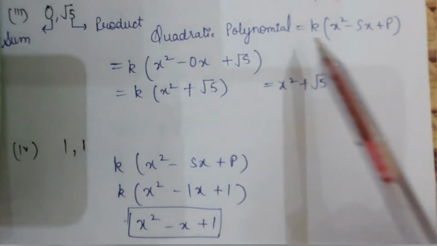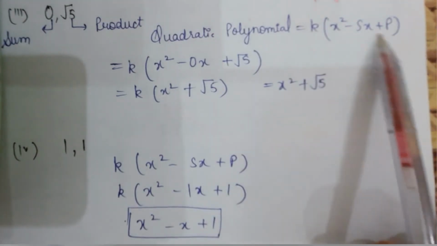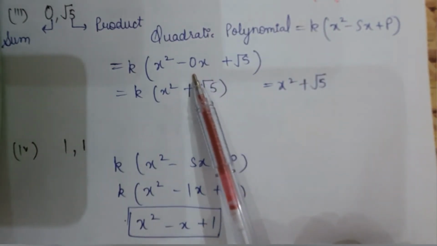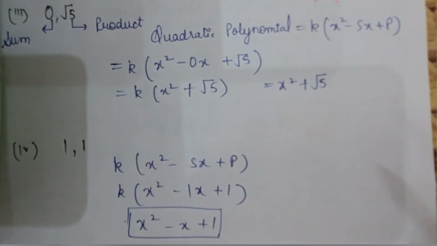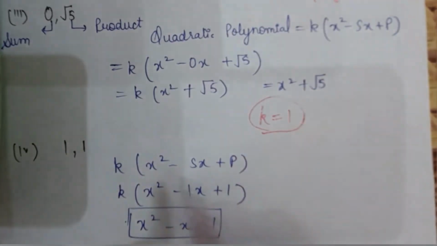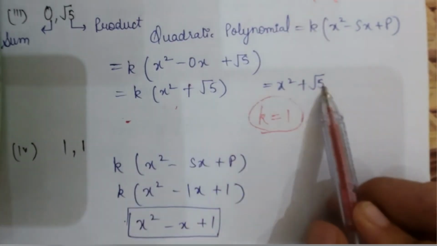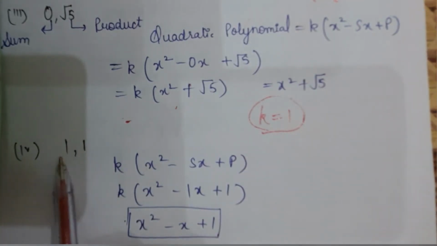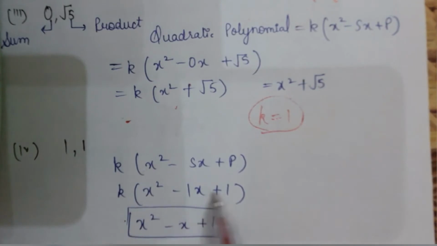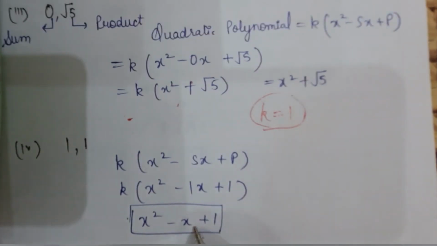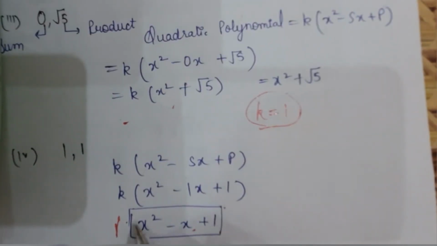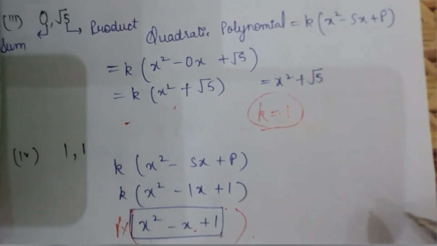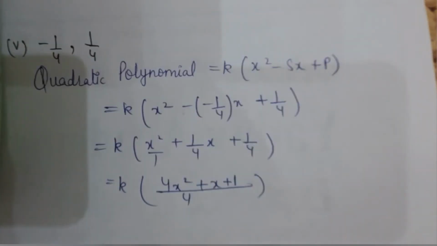So the quadratic polynomial will be kx² minus sx plus p. Sum is given to you 0 and product is √5. K is any constant, x² plus √5. Now in this case k will be equal to 1. That's why 1 into x² and 1 into √5. Similarly, in the next part, sum is given to you 1 and product 1. You will just put it and this is your quadratic polynomial. In this also k will be 1. When you multiply it with 1, it has no effect. When you multiply 1 with x² minus x plus 1, it will remain the same, that is x² minus x plus 1.